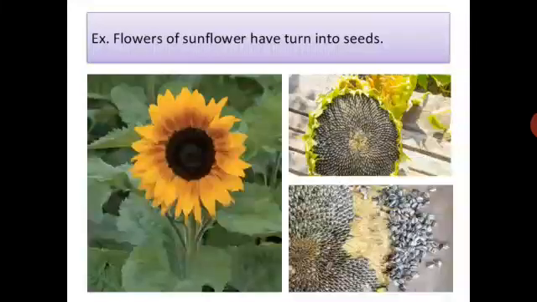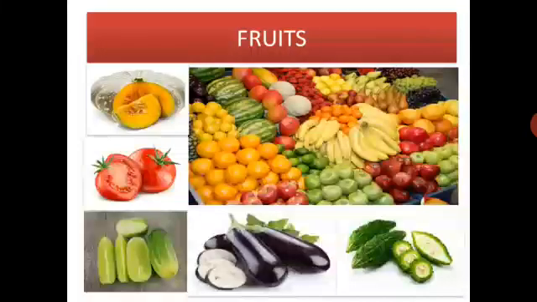Flowers of the sunflower turn into seeds. Many of you have seen the sunflower. After drying the sunflower we get the seeds of the sunflower. Next part is fruits. Fruits have seeds inside them. Some fruits have one seed and some have two or more than two seeds.